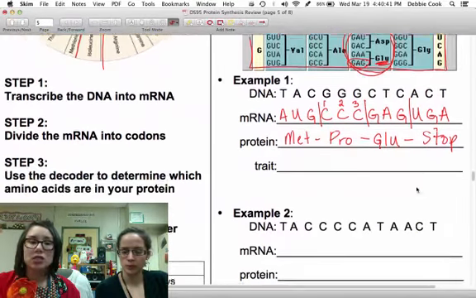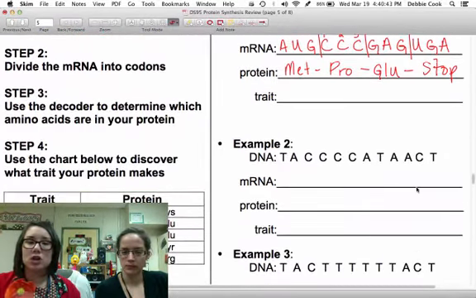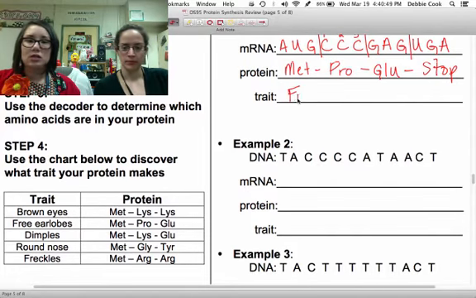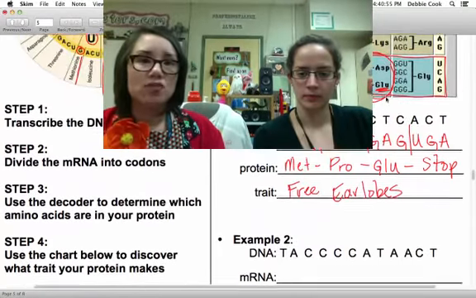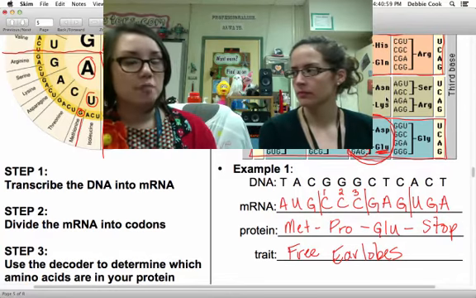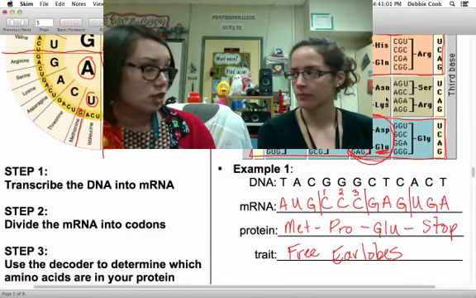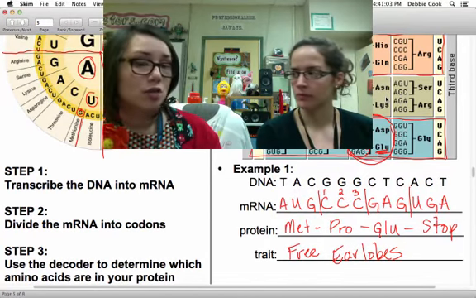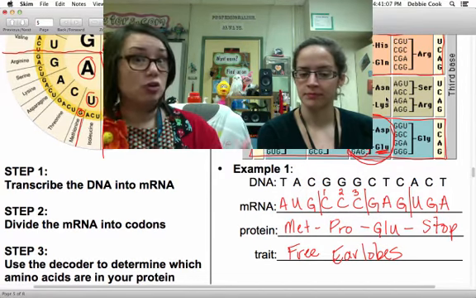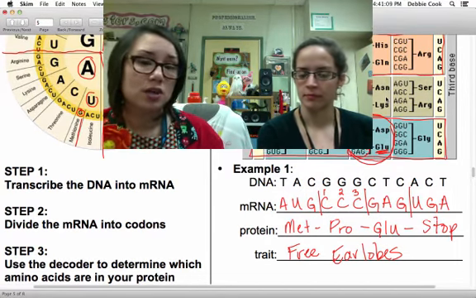So now I need to take that and look at my chart for the trait. So I'm looking for MET-PRO-GLU. And when I look down here, MET-PRO-GLU, my trait is that it's going to have free earlobes. All right, so now that we've gone from DNA to messenger RNA, which is our transcription, and then messenger RNA to a protein, translation, and then we figured out our trait, which is our phenotype, we've done everything that we need to do, and we've utilized all the skill sets that are going to be necessary for the test.